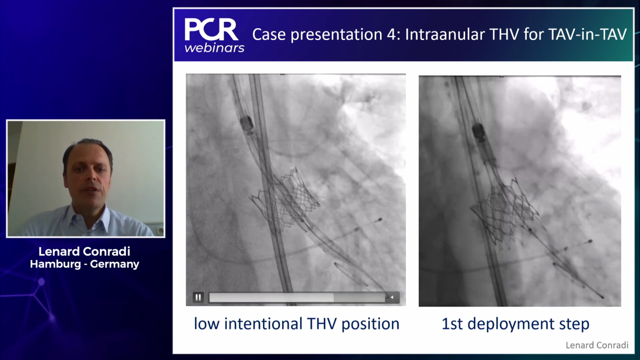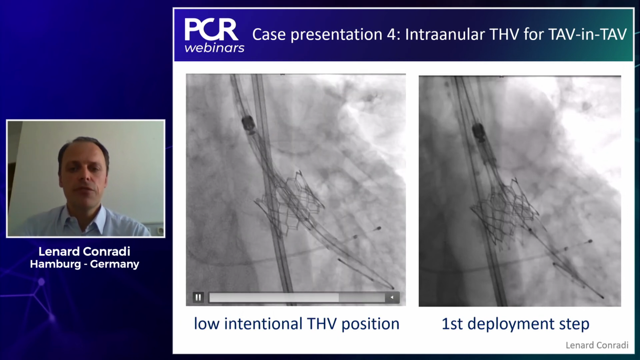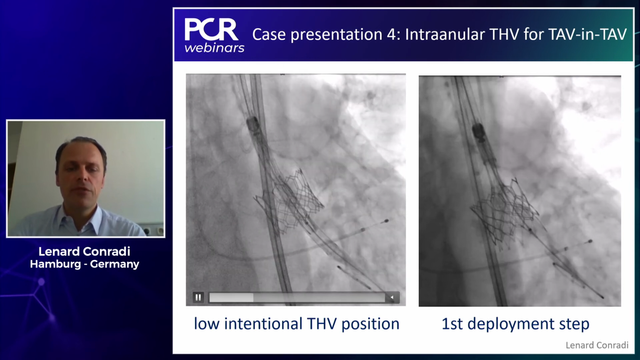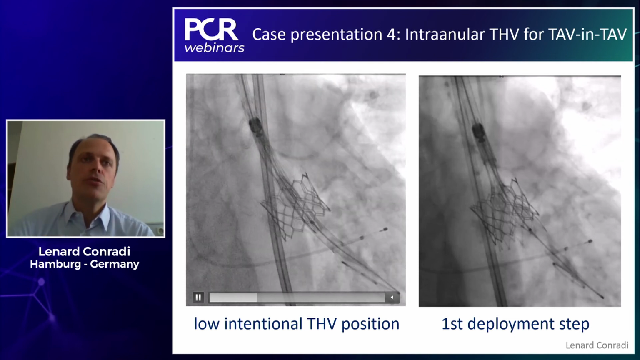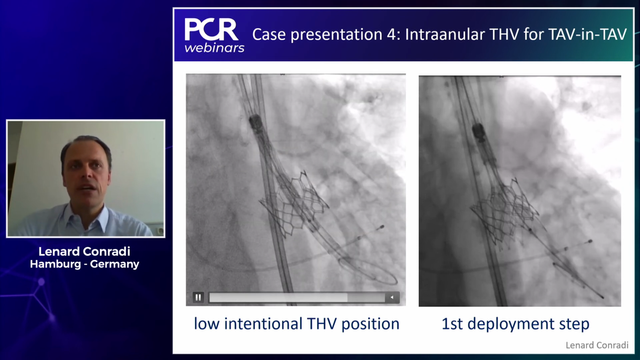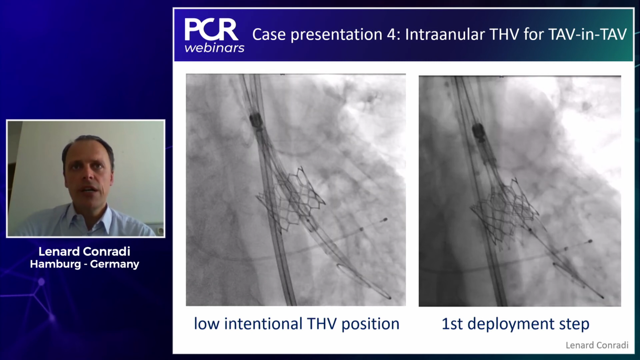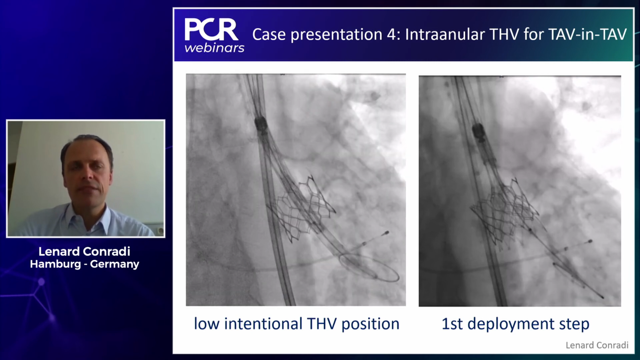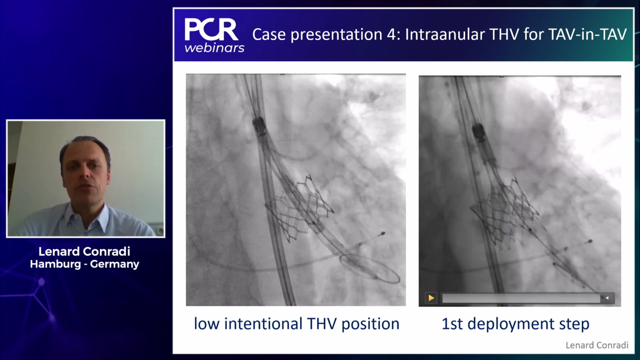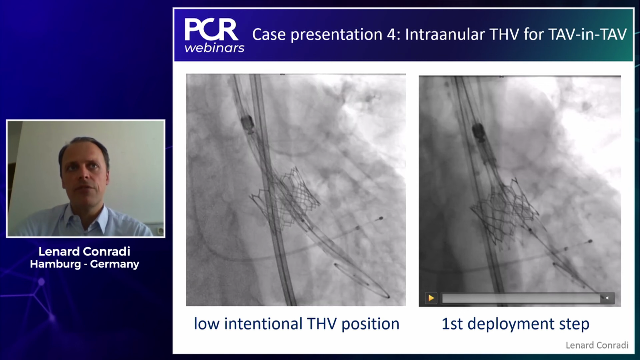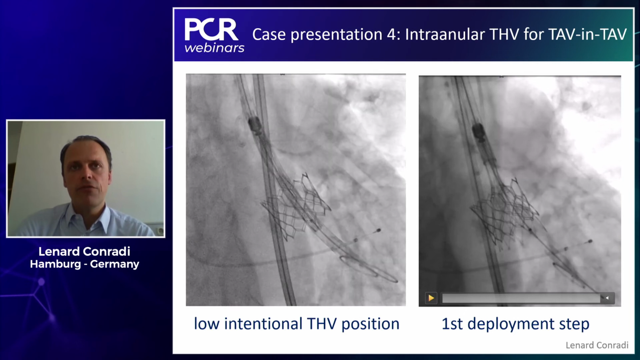And you can see the initial positioning here on the left. For those of you who are not as familiar with the Navitor platform, there's a focal positioning marker towards the future inflow of the valve, which should sit around the annulus. We intentionally implanted this valve a little lower because even in the crimped state, you can see that the commissural fixation of the leaflets of the Navitor are now above the Sapien stent outflow.